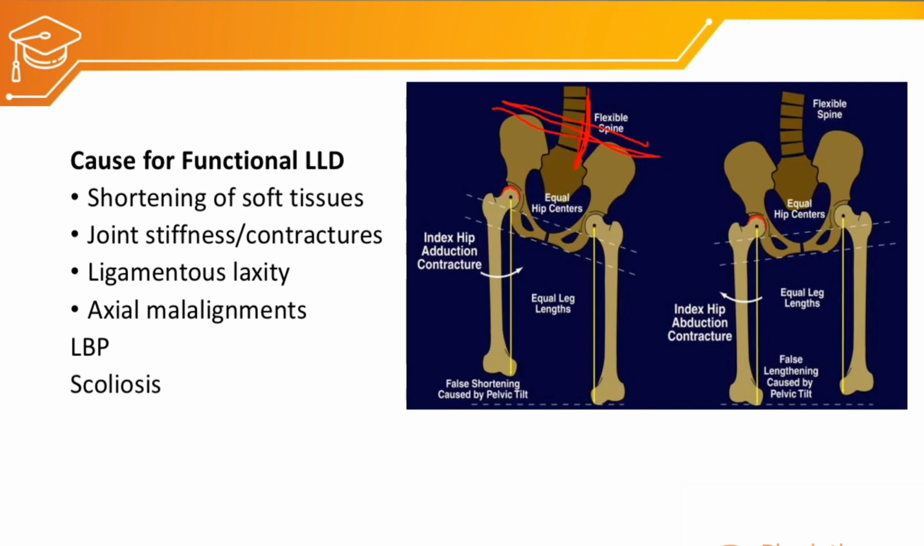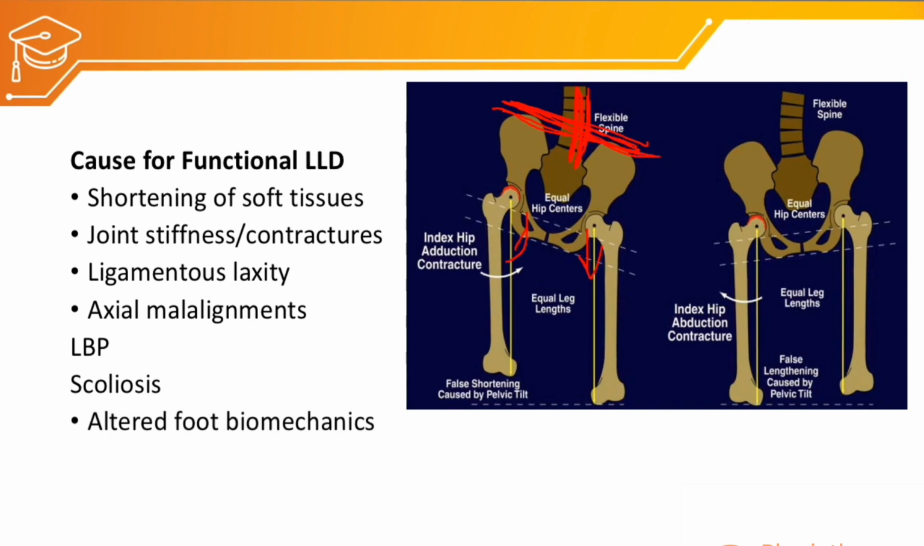Scoliosis means there is a lateral shift of the spine or the vertebral column, because of which there will be lateral tilting of the pelvis bone, causing one side of the hip joint to rise upward and the other side of the hip joint to be depressed downward, because of which one side of the lower limb will look longer than the other side.